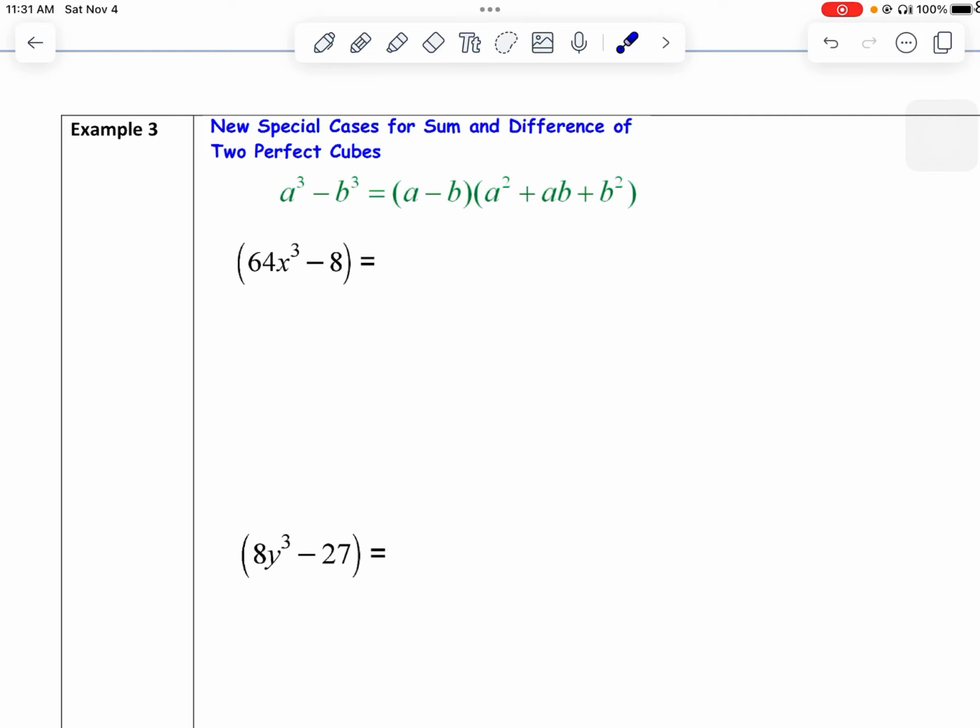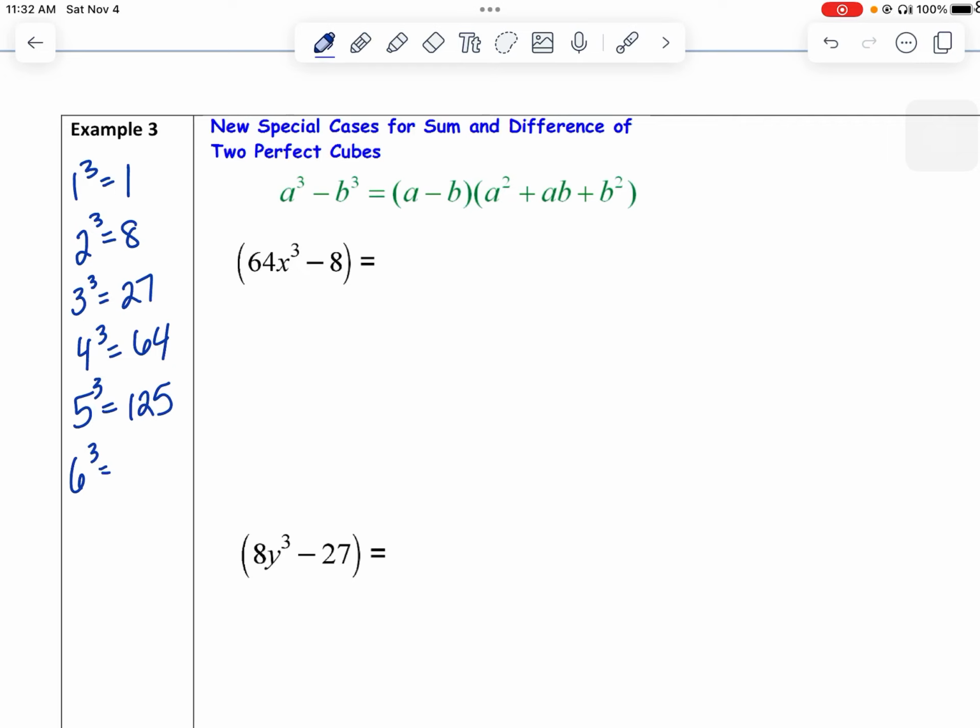And so perfect cube numbers are worth writing down so that you can recognize them and get used to seeing them. Similar to perfect square numbers, but we're more familiar with perfect square numbers. Perfect cube numbers are: 1 cubed is 1, 2 cubed is 8, 3 cubed is 27, 4 cubed is 4 times 4 is 16, 16 times 4 is 64. I knew that, I just had a brain fart. 5 cubed is 125. 6 cubed is, oh, is it 216?